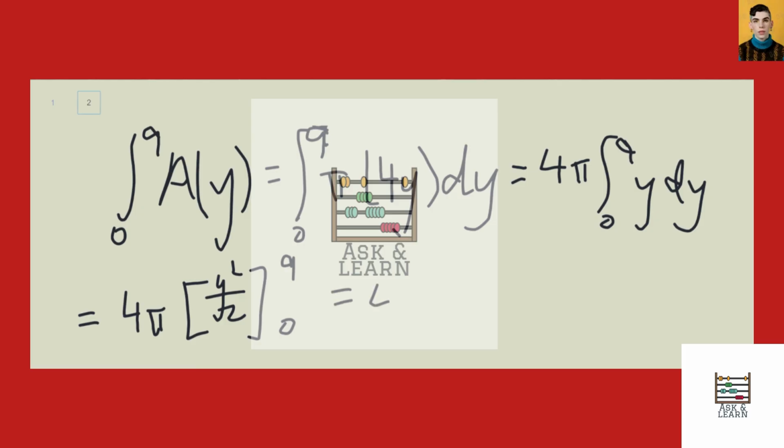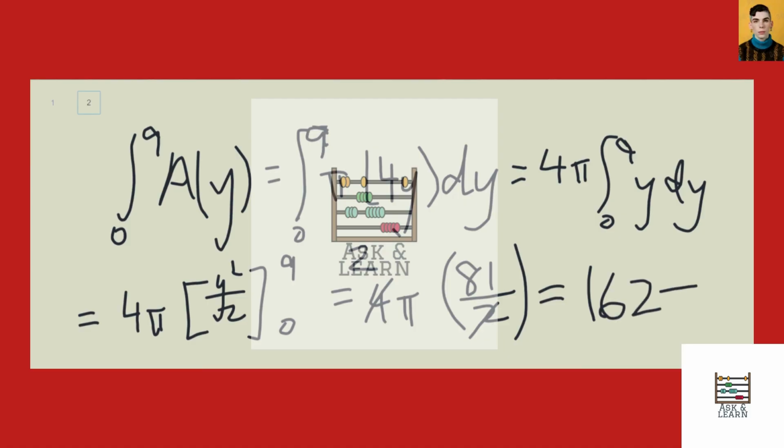So that equals 4 pi times 9 squared, which is 81, over 2. These two cancel out. This becomes a 2. So 2 times 81 is just 162. So you get 162 pi as your final answer for the volume.